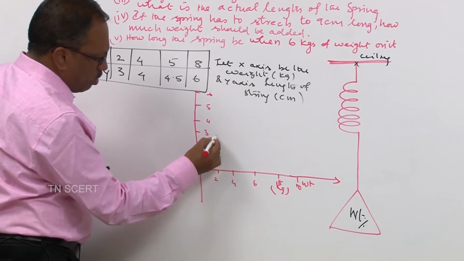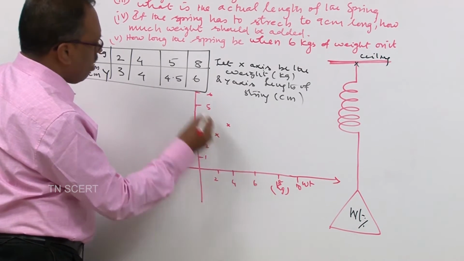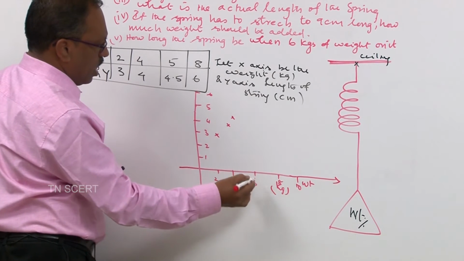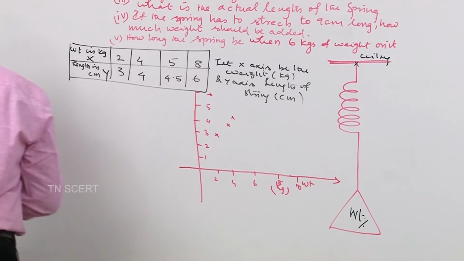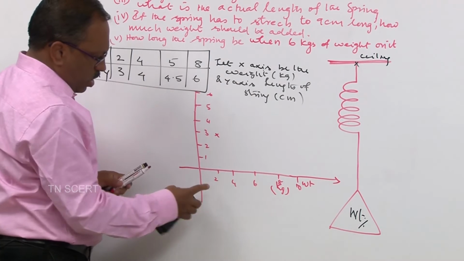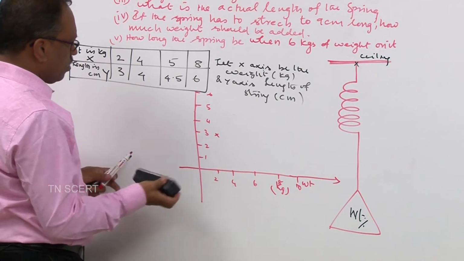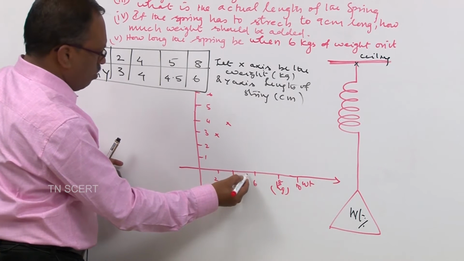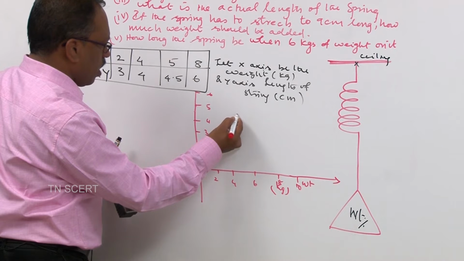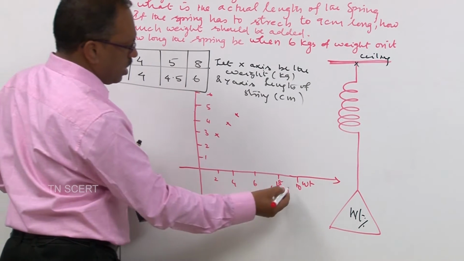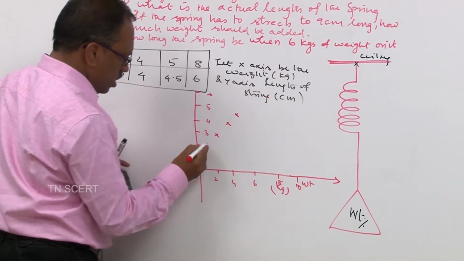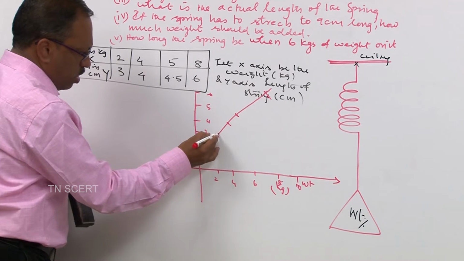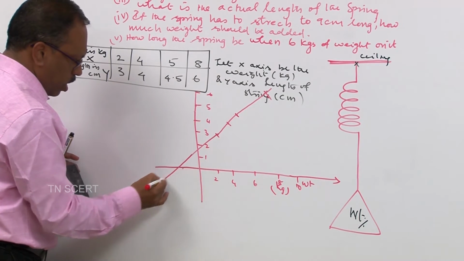Now 2 and 3 means this point, 4 and 4 here, and 5 and 4.5 over here, and 6 and 8, I'm sorry, 8 and 6 here. 2 and 3 here, 4 and 4 is this point, and 5 and 4.5, and 8 and 6. You join all these points, and we are getting a straight line for this.